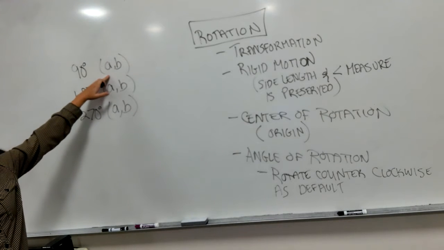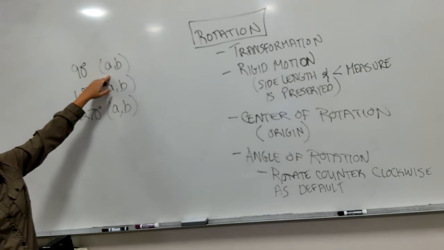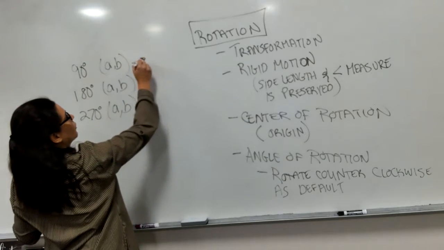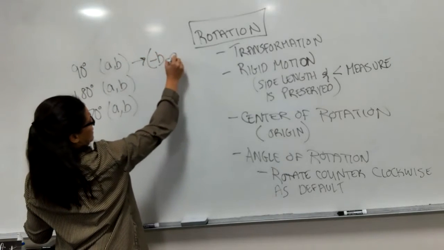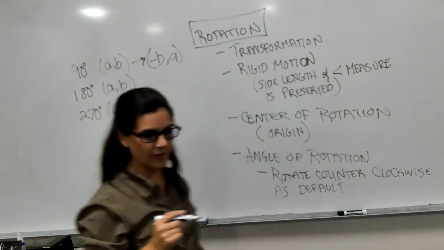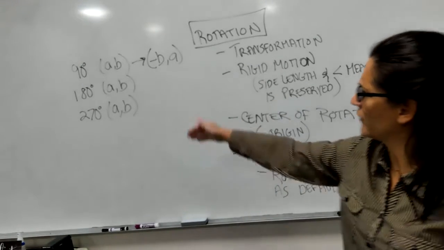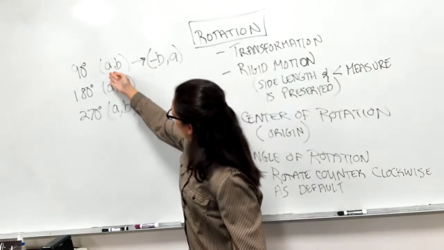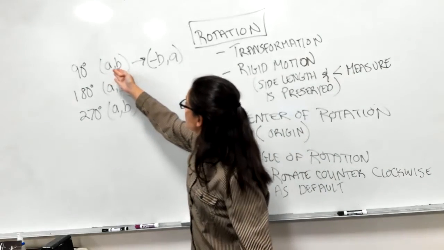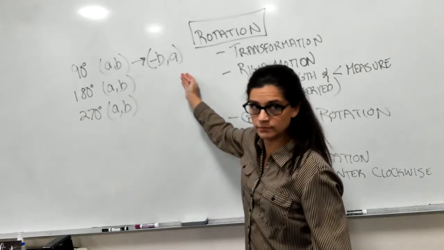Okay, guys. We're gonna rotate it 90 degrees. Our coordinates, A, B, are going to go to negative B, A. So if our coordinates are 4, 1, it's going to go to negative 1, 4.